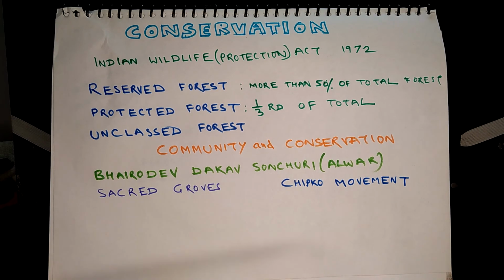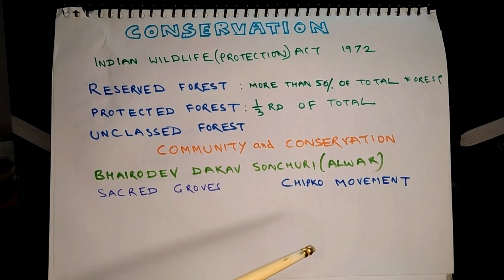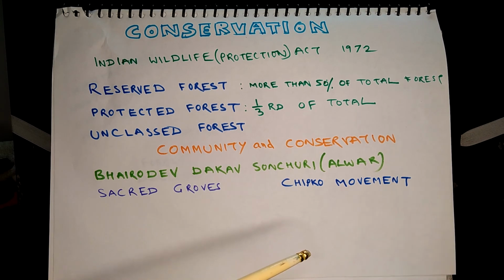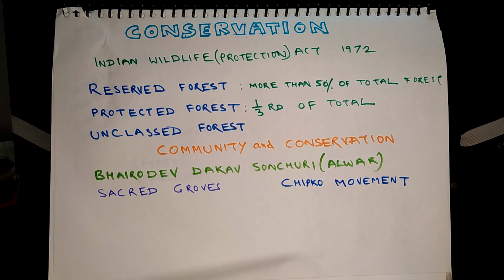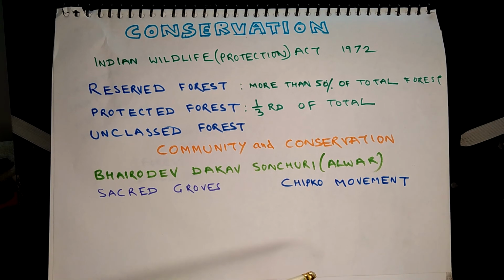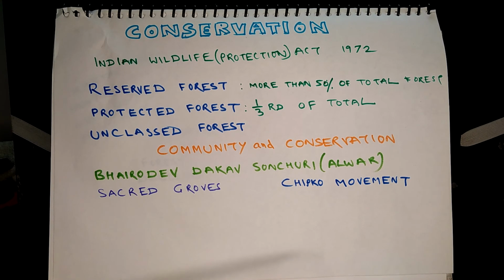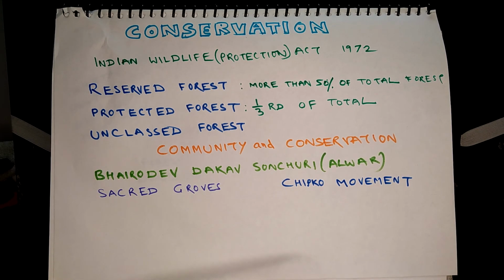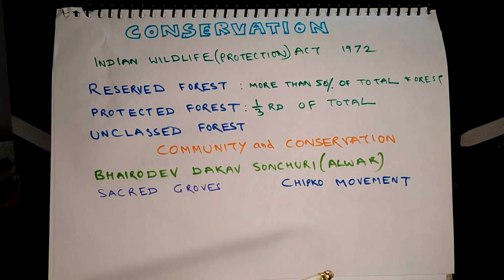So to sum up, I talked about the biodiversity, then I talked about IUCN classification of species into different types, then I talked about the reasons of depletion of biodiversity and effects of depletion of biodiversity, then I talked about the conservation effort taken by the government and taken by the community in our country.